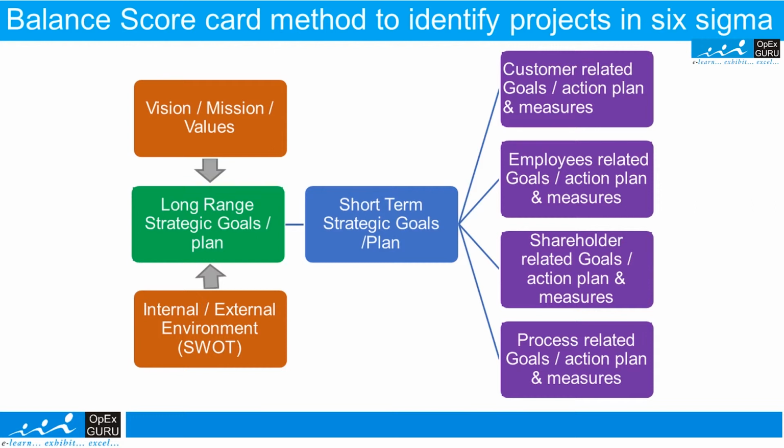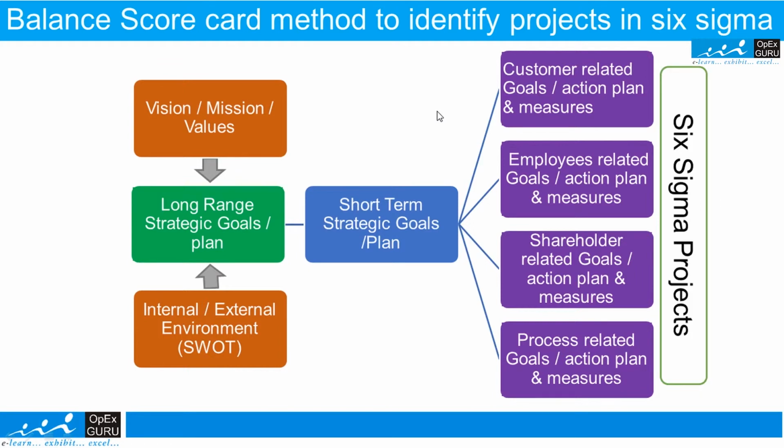So in each of these categories they try to identify Six Sigma projects, not only from the financial perspective. So these could be probable Six Sigma projects. Examples: customer related goals can be to reduce customer complaints or improve customer satisfaction. Employee related goals could be to reduce the employee attrition ratio. Shareholder related goals could be to reduce the cost of operation, and process related goals could be to improve the process capability or improve overall equipment effectiveness of the machines.